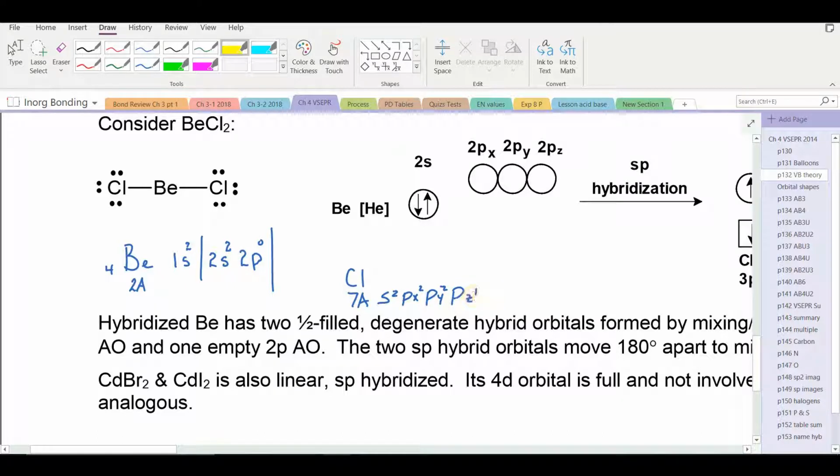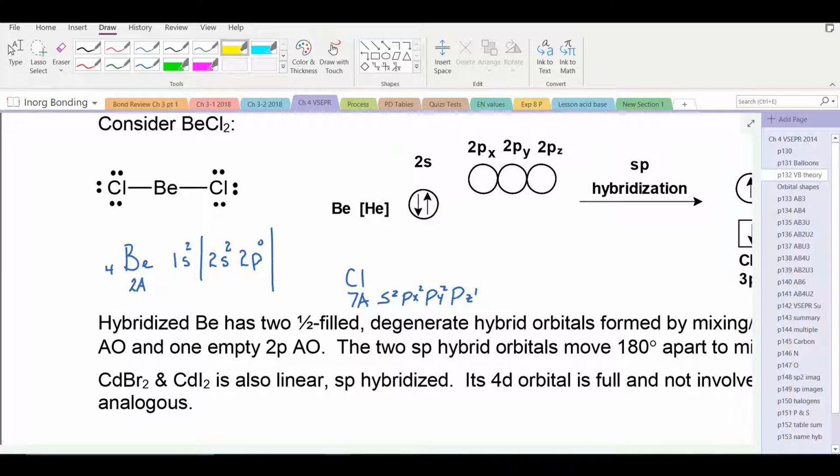However, beryllium, element number 4, is in group 2A, and it has 2 electrons in the valence shell, 2s2. So I've drawn it here. These 2 arrows represent the 2 electrons in the 2s orbital of beryllium. Now beryllium does form a compound BeCl2 with 2 single bonds. But according to valence bond theory, the electrons are not suitably arranged to do that. We need 2 half-filled orbitals.